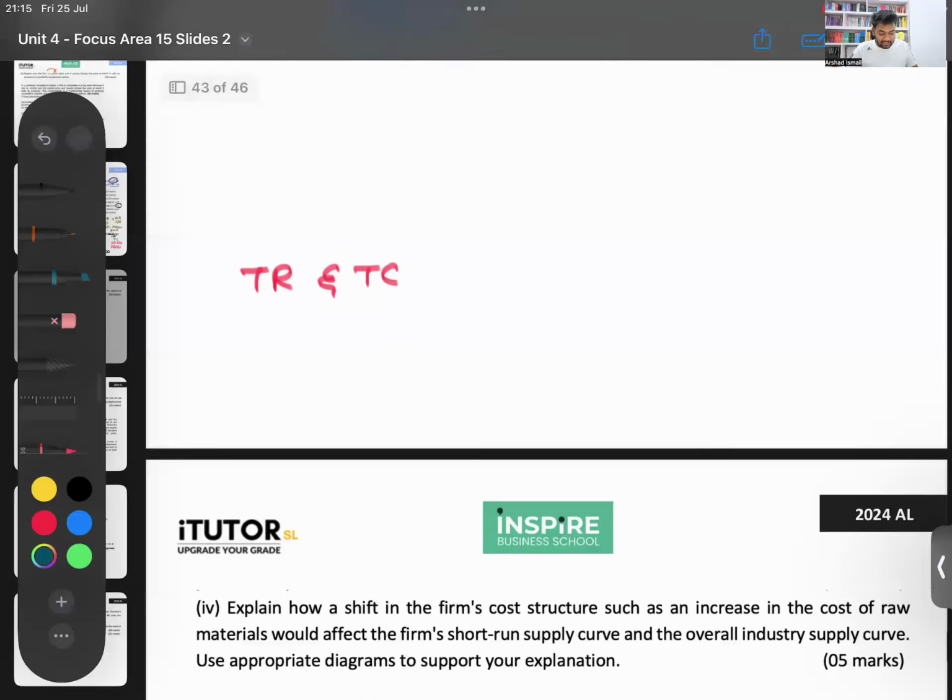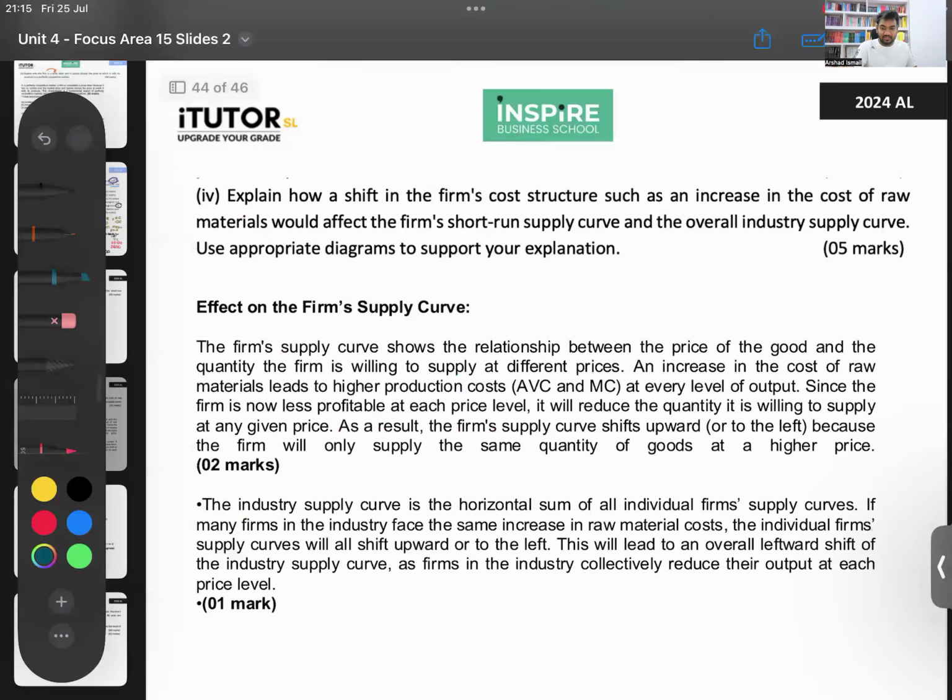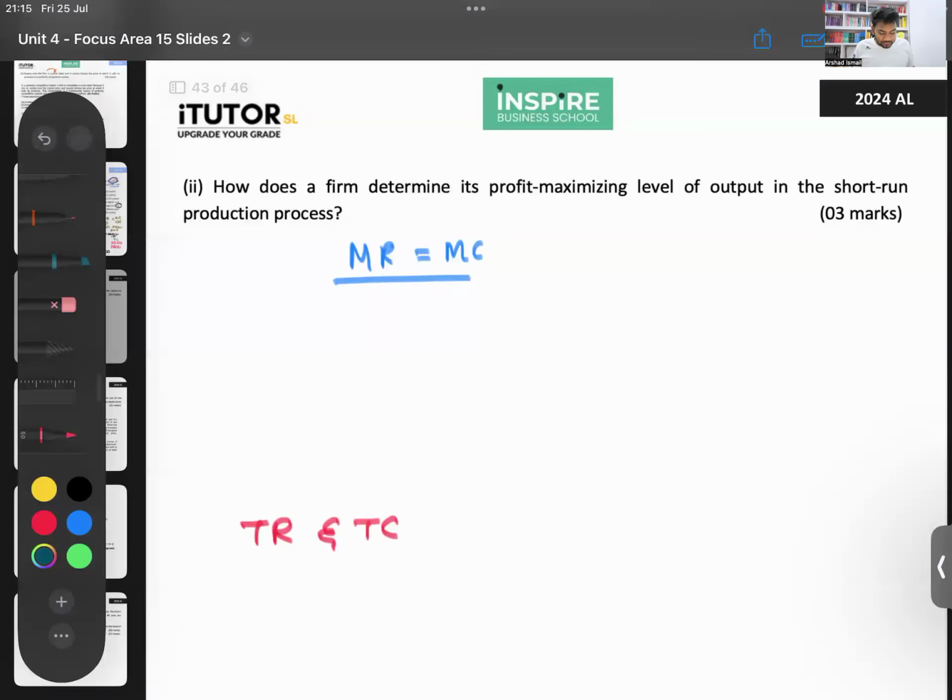Okay. Then the next one. You can either explain the MR equals MC approach, or you can explain the total revenue total cost approach. One of the 2 approaches you can explain. Anything is fine, but I would recommend you go with MR equals MC because this is what you have always been writing in the previous questions.